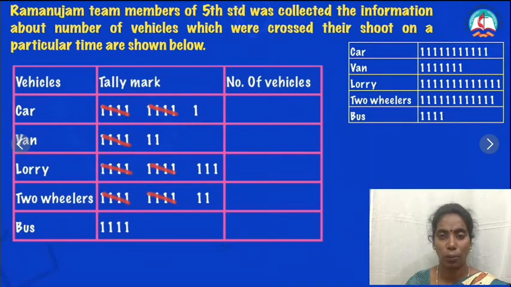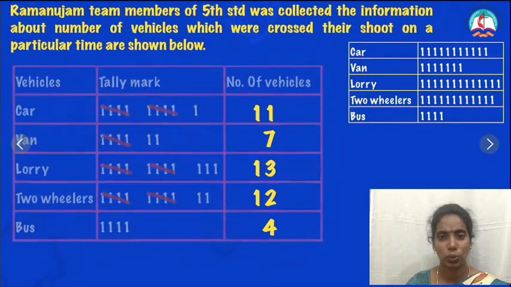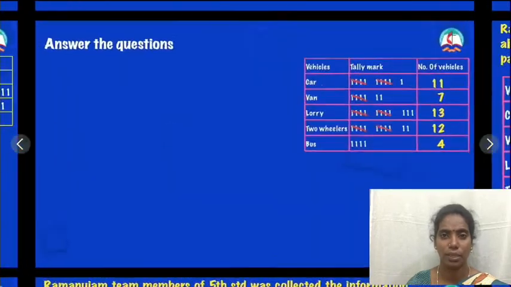What is the next one? How many two-wheelers are there? 12. So you have to draw 12 tally bars and you have to draw 4 buses. Now look here. Number of vehicles: car 11, van 7, lorry 13, two-wheeler 12 and bus 4. It's very easy, while we are seeing the tally bars, to quickly say how many there are.